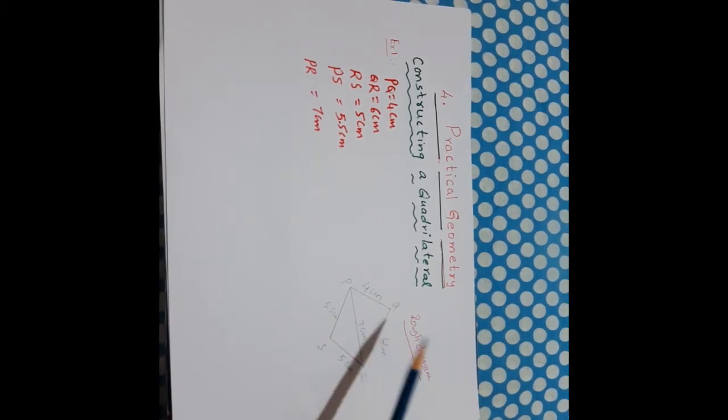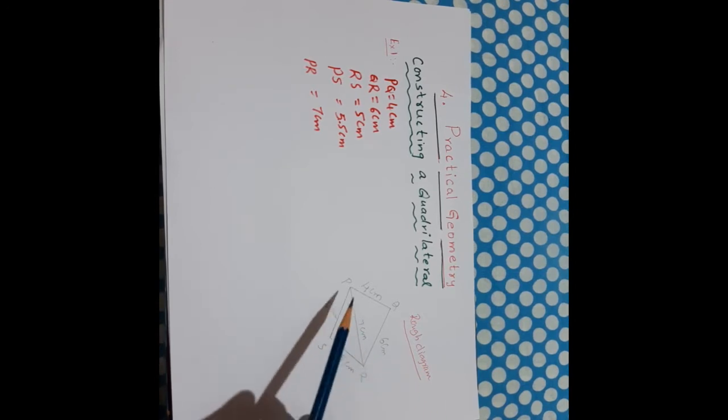Step 1, children, by using this rough sketch, first of all we need to construct a triangle PQR by SSS condition, that is side-side-side construction condition.